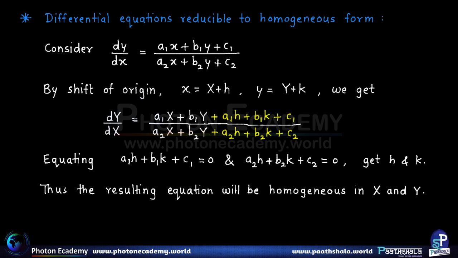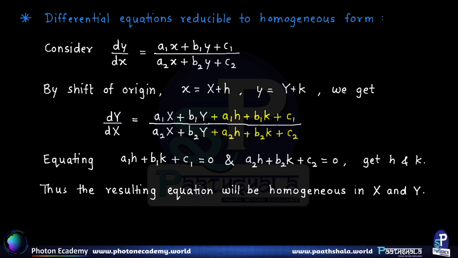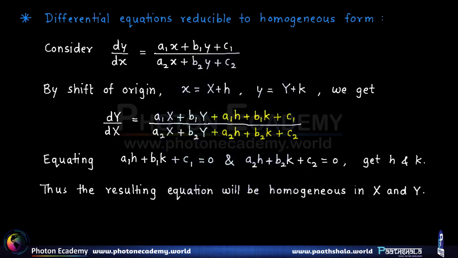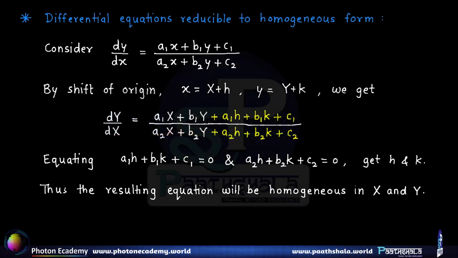So by equating the last two portions of numerator and denominator on the right hand side, that is a1h + b1k + c1 equal to 0 and a2h + b2k + c2 equal to 0, we can solve these two simultaneously to get the values of h and k, right? Now we solve the homogeneous differential equation using the procedure that we have already seen, and at the end we substitute the values of h and k to get the solution in the original variables, which are x and y in lowercase, right? So let us see one example so that this process will be clear.